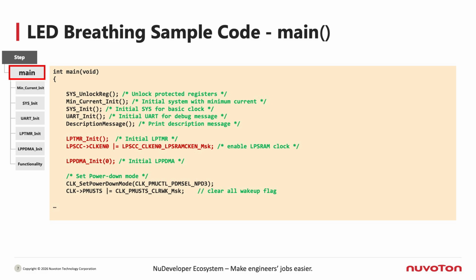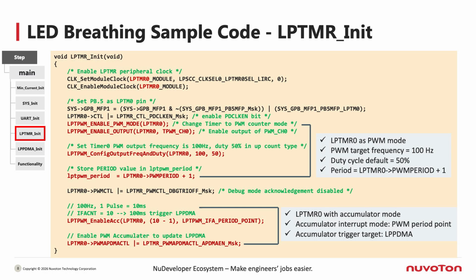As for the initial system setup, like the minimum current init function, system init function, and UART init function, please refer to the low-power timer sample code video for detailed explanations. First, we set the low-power timer's clock source to LIRC, and then enable the timer's module clock. This ensures that the timer can keep running even when the MCU enters power down mode.